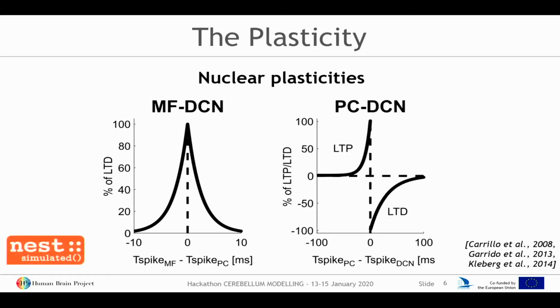Then the Purkinje cell DCN plasticity, this is the, let's say, the standard STDP plasticity. So we see that we have both on the same kernel, the LTP and the LTD, and the LTP or LTD depends on the causal or anti-causal mechanism that we have. So if we have before the Purkinje cell and then the DCN spikes, so the presynaptic and then the postsynaptic firing, or vice versa, we have LTP or LTD.